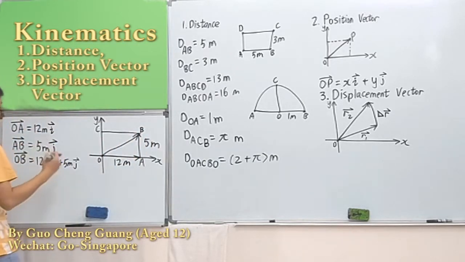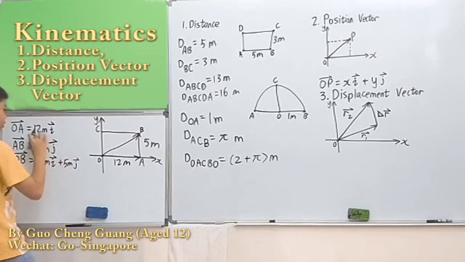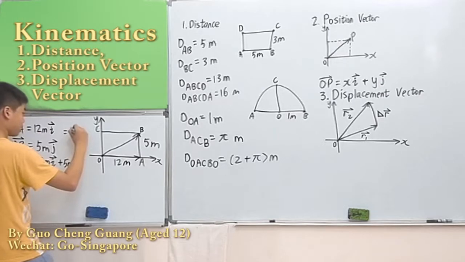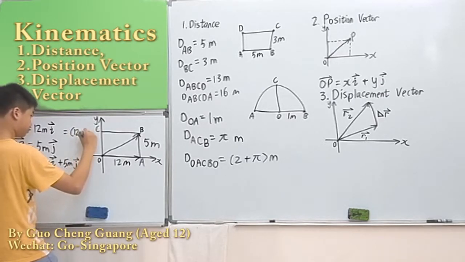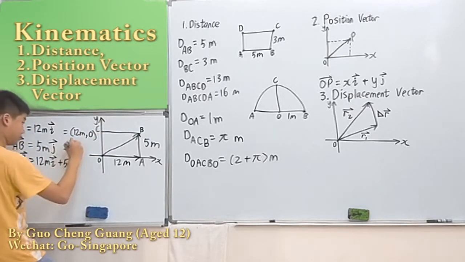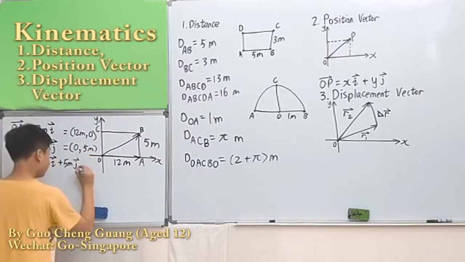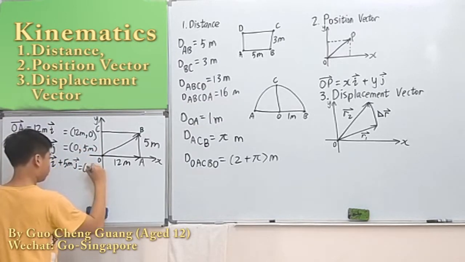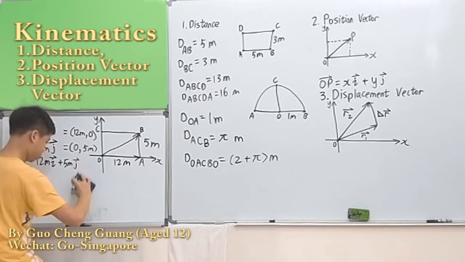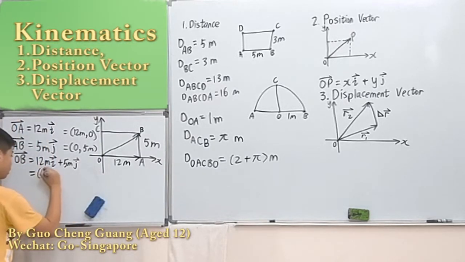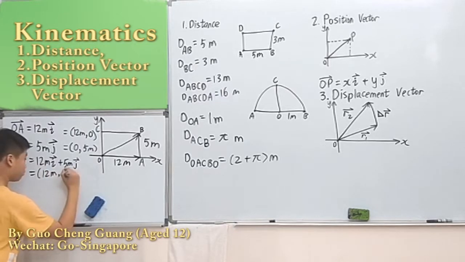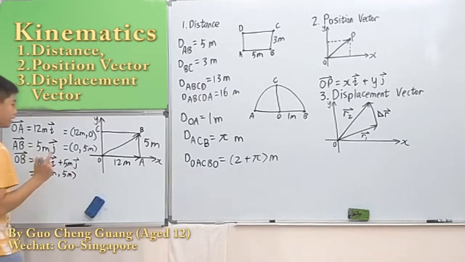Well, I said I'll show you another way of writing this. Instead of 12 meters i, another way of writing this can be 12 meters, 0. Now this part would be 0, 5 meters. Therefore, all of these: 12 meters, 5 meters.